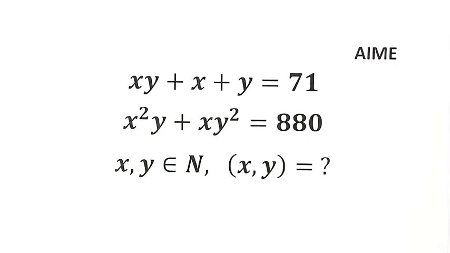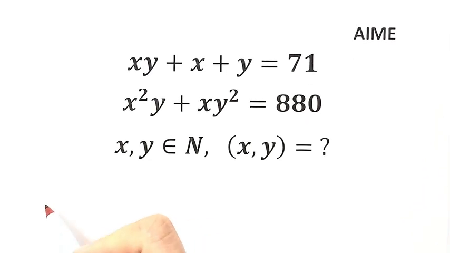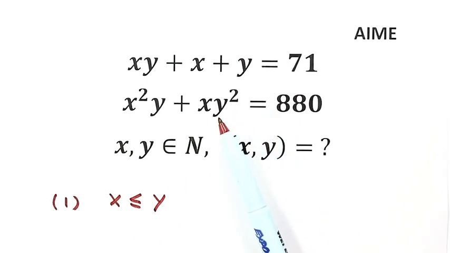We're going to consider two cases. The first one, x ≤ y. Because we notice the two equations are symmetrical in x and y, once we get an answer for x ≤ y, we can easily get the answer for the second case, y < x. So now let's get started with the first equation.